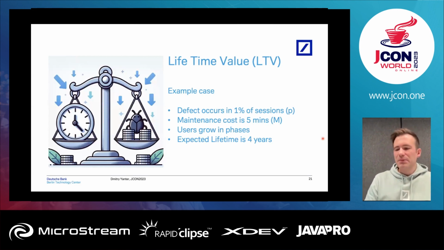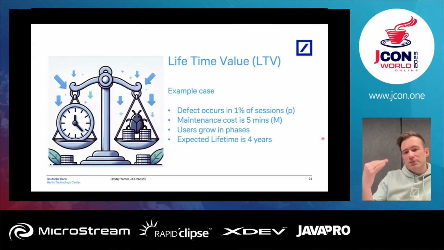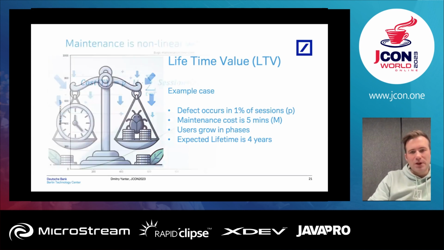So let me give you some calculation here. In my example, just an illustrative example, a defect occurs in 1% of user sessions. Then the maintenance cost is 5 minutes. Then users in my system tend to grow in phases, so I make rollouts, and the expected lifetime of my project is about 4 years. And then what I would like to calculate is how many hours this particular illustrative defect will cost me during the lifetime of my project.